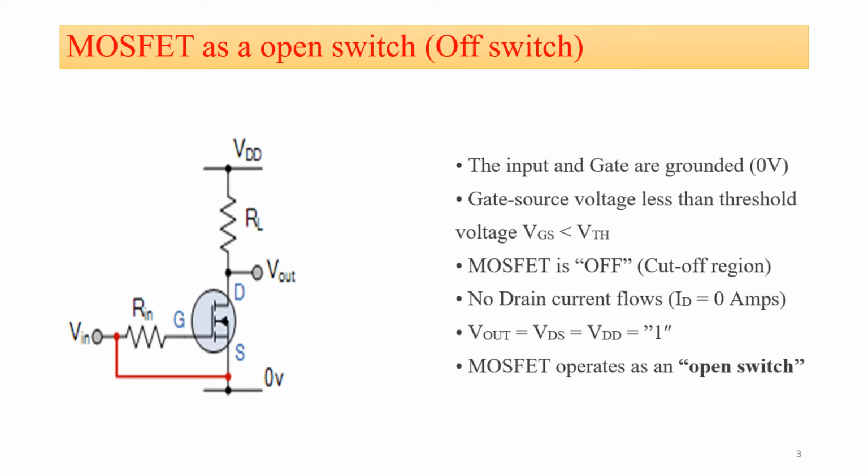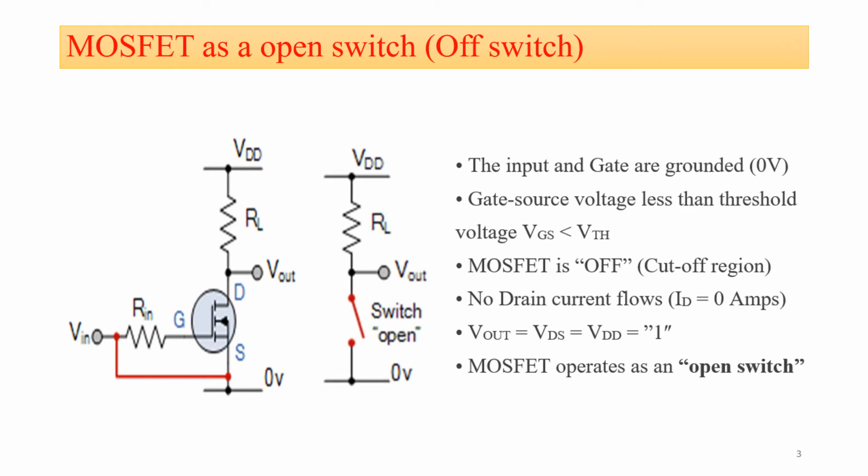Then the second condition, zero drain current. This indicates that the resistance is very high. As the resistance is very high, this MOSFET will work as an open switch. This is how to use our MOSFET as an open switch.